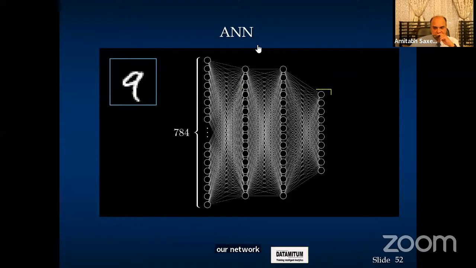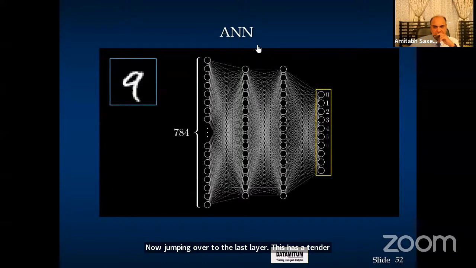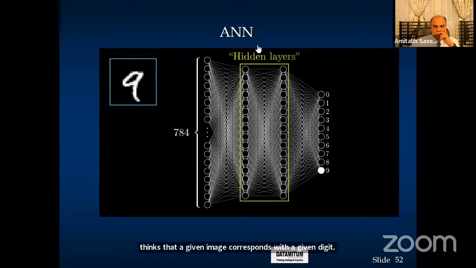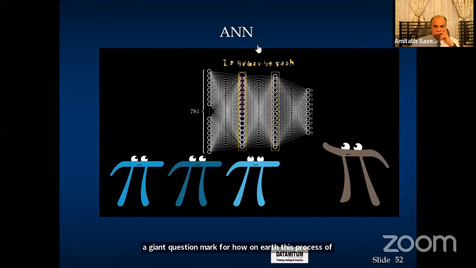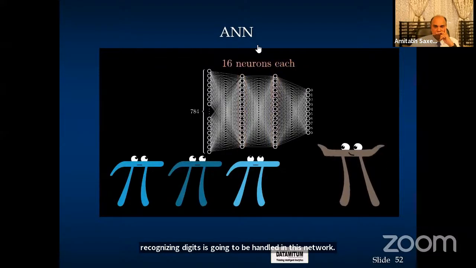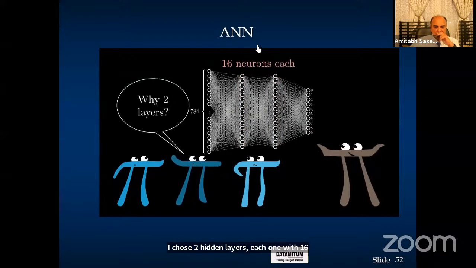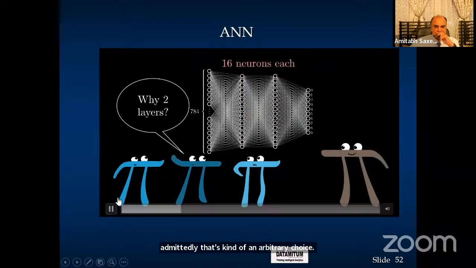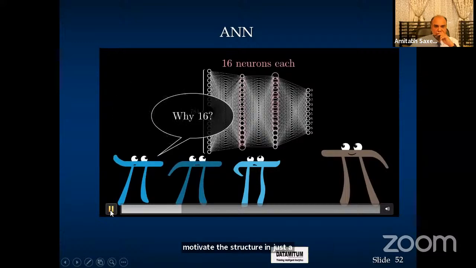Now jumping over to the last layer, this has 10 neurons, each representing one of the digits. The activation in these neurons, again, some number that's between 0 and 1, represents how much the system thinks that a given image corresponds with a given digit. There's also a couple layers in between called the hidden layers, which for the time being should just be a giant question mark for how on earth this process of recognizing digits is going to be handled. In this network, I chose 2 hidden layers, each one with 16 neurons, and admittedly, that's kind of an arbitrary choice. To be honest, I chose 2 layers based on how I want to motivate the structure in just a moment. And 16? Well, that was just a nice number to fit on the screen.